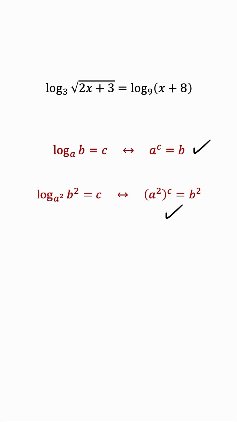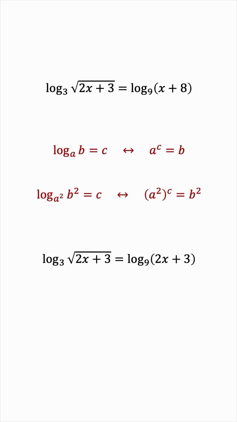Okay, how can we use this here? We'll look at the left-hand side of the equation and change the base to 9. 9 is the square of 3, so we're squaring a, meaning that we need to square b to keep c the same. So we lose the square root around the 2x plus 3. If you didn't like this method, hang tight. I'm going to show you an alternative in a minute.